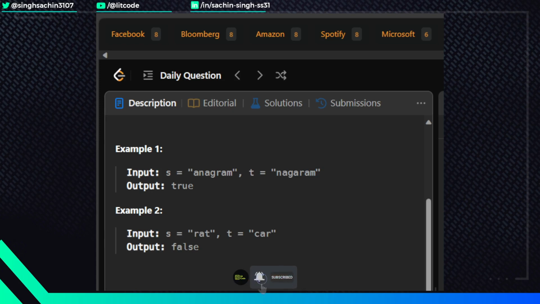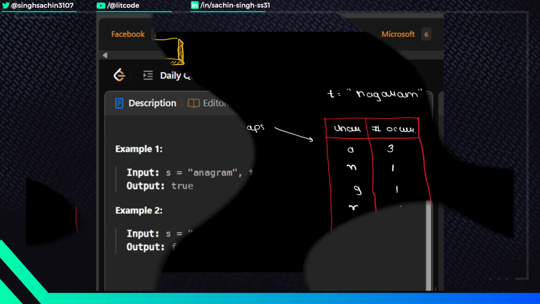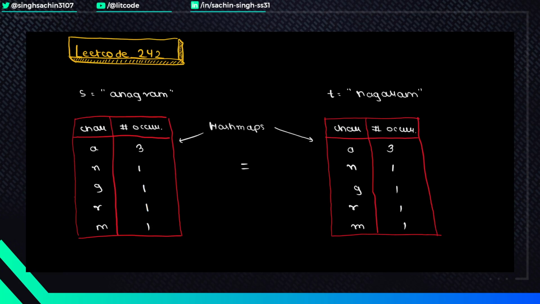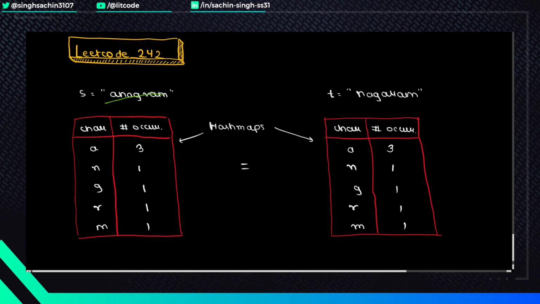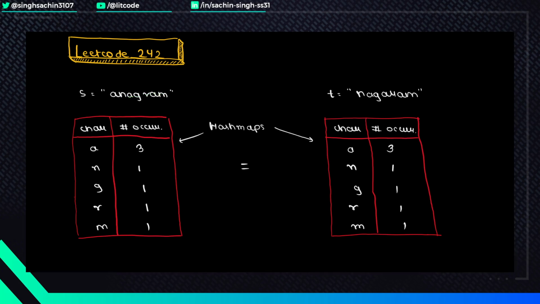I am going to use hash maps or dictionaries to solve this question. And if you see what we are doing over here, we are just simply calculating the number of occurrences of each character. For example, I'm just iterating the string s and incrementing the number of occurrences of each character.